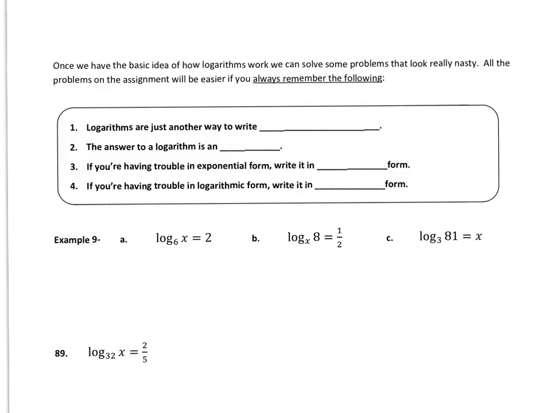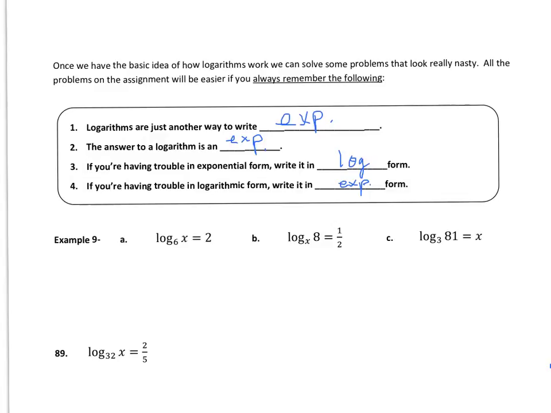These 4 things, commit them to memory, please. Logarithms are just another way to write exponentials. The answer to a logarithm is an exponent. Log base whatever equals the number. It's always the exponent. Logs are equal to exponents. If you're having trouble in exponential form, write it in log form. And if you're having trouble in logarithmic form, write it in exponential form. Remember that.